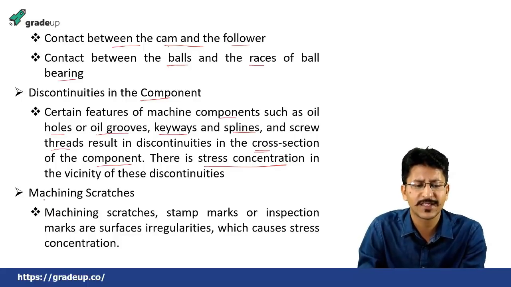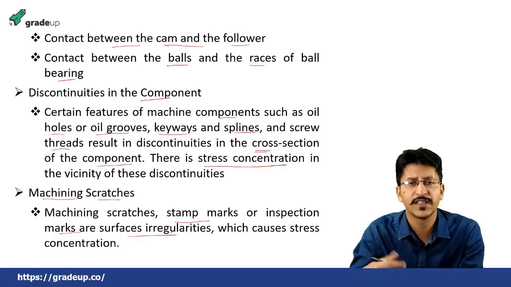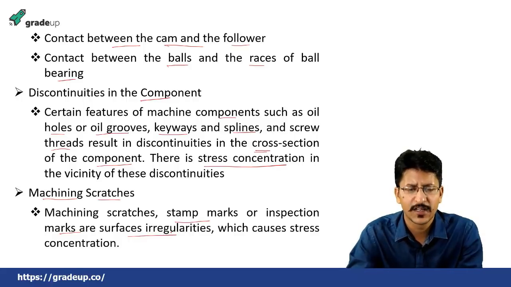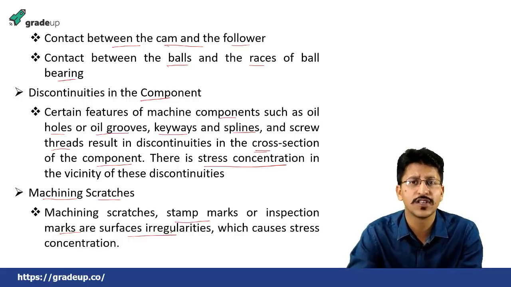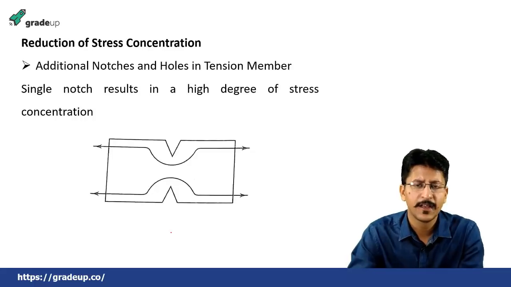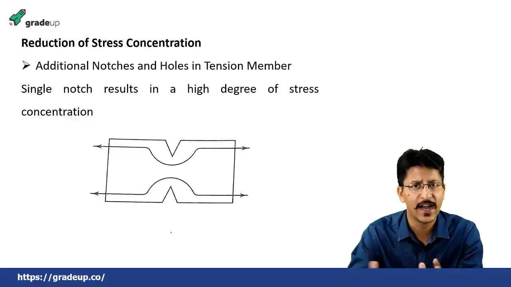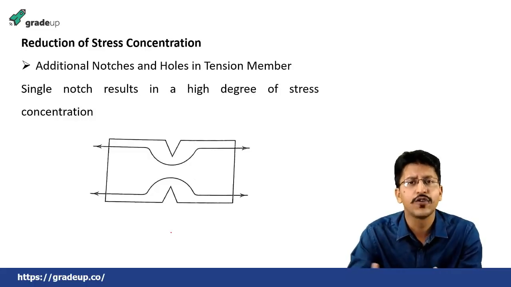Then there are some machining scratches like the stamp marks and the inspection marks. These are the surface irregularities which also cause stress concentration. So these are some of the basic causes or reasons for stress concentration. Then, if there is a stress concentration, that means there is a localized high stress, that you have understood by now, but we have to minimize it.